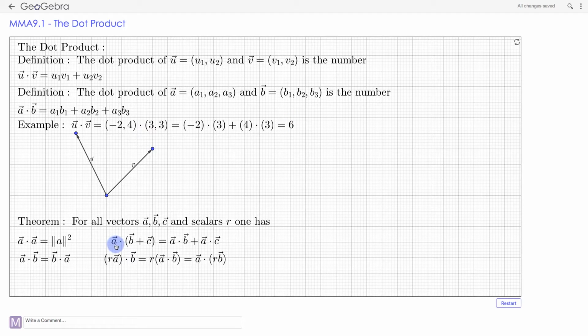Then there's a result more. If you take the dot product of one vector with the sum of vectors, it's the same as taking the dot product of the one vector with each of the two vectors individually, then adding. And scalars respect the dot product in the sense that it doesn't matter in which order you multiply. You can either first scale a vector and then take a dot product, or you can take the dot product and then scale, or you can actually choose to scale the other vector instead.